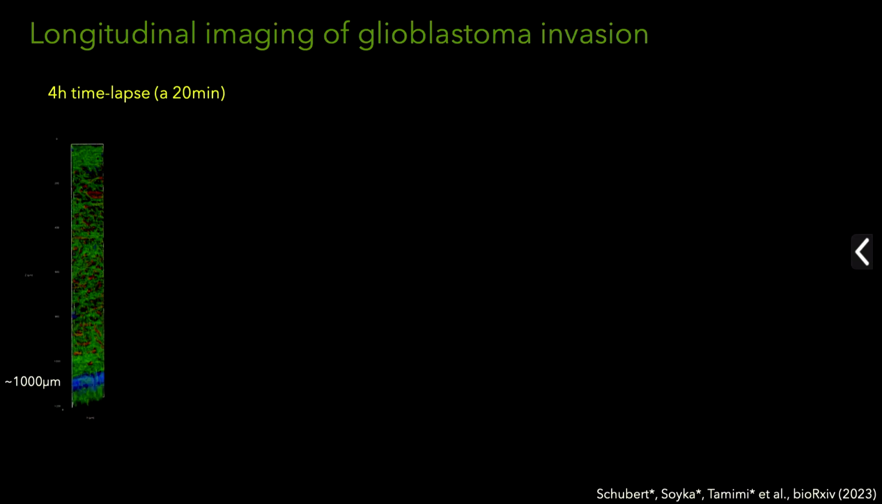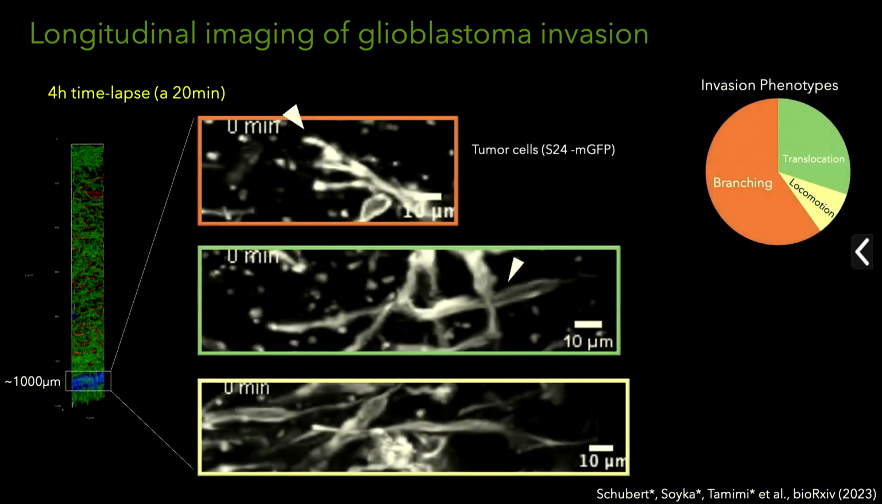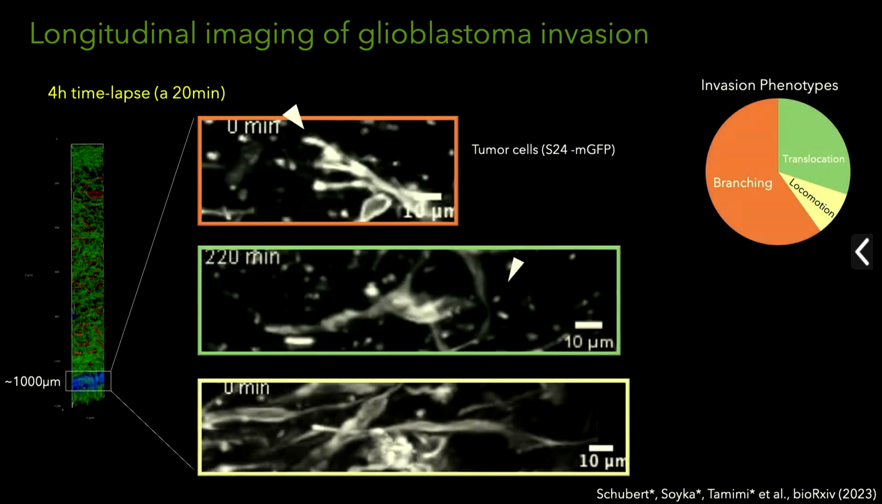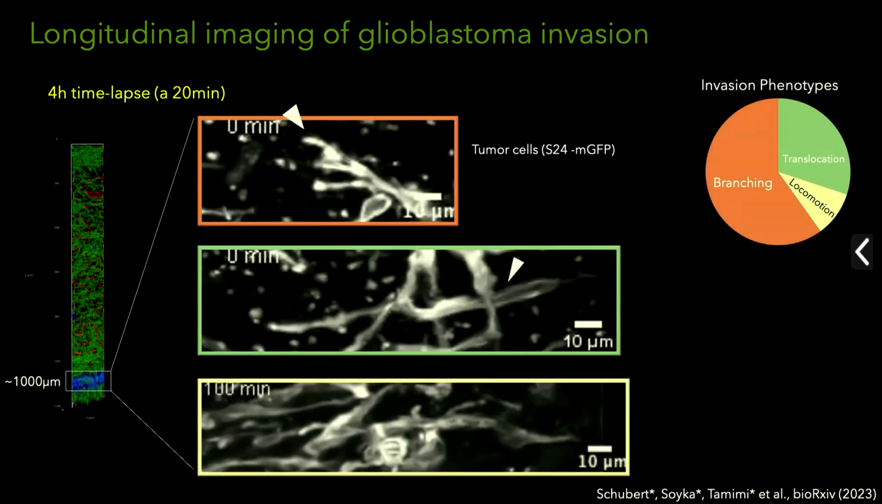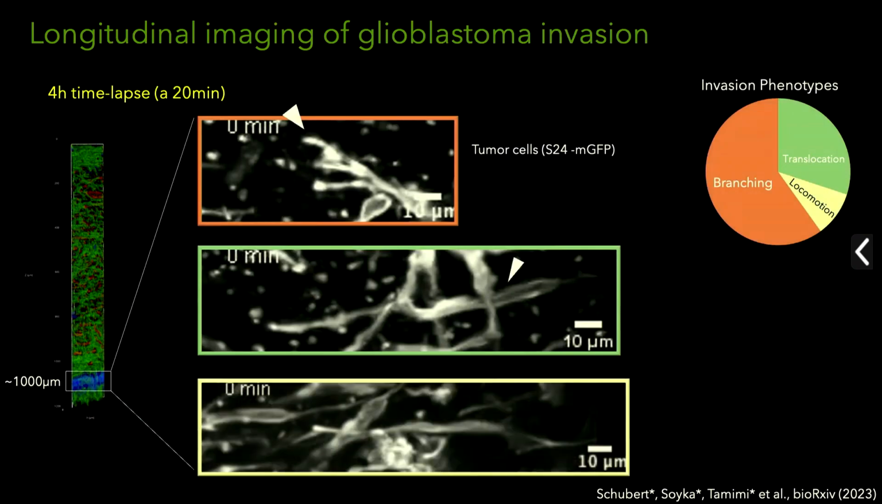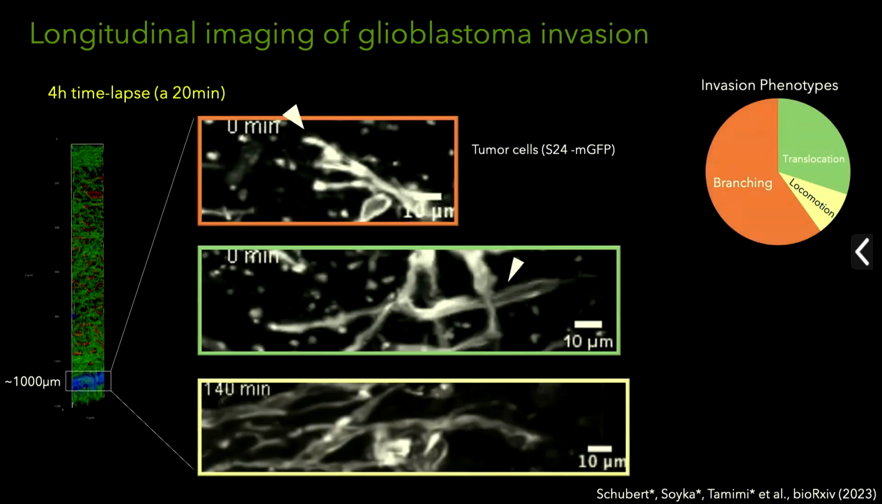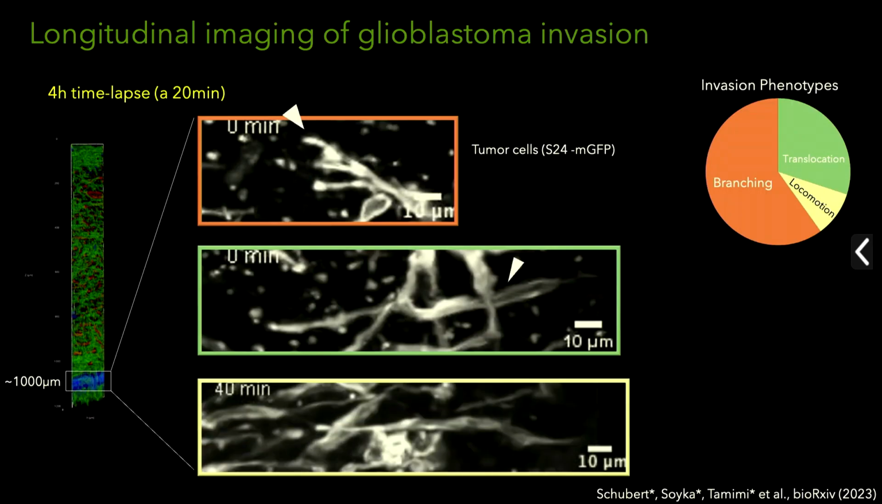We basically park ourselves at around 1 millimeter here in this blue region in the corpus callosum. We were able to observe many different invasion and migration phenotypes. Most of the cells perform so-called microtube branching dynamics, but we also observe so-called translocation events and locomotion events. This was important for our collaborators to compare how this is different from the cortex.